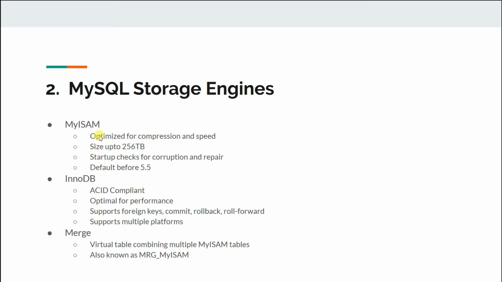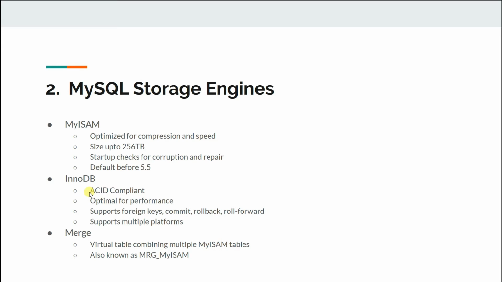So let's check out some other database storage engines. First of all it's MyISAM. It is optimized for compression and speed, and it supports sizes up to 256 TB. This terabyte limit is not the database size, but a single table can be that large, so you can imagine how large a database can be. It also has checks for corruption and repairs, and it was the default before MySQL Server 5.5. But now it is no longer the popular one. It is no longer used by default because we have a generally better one, which is InnoDB.